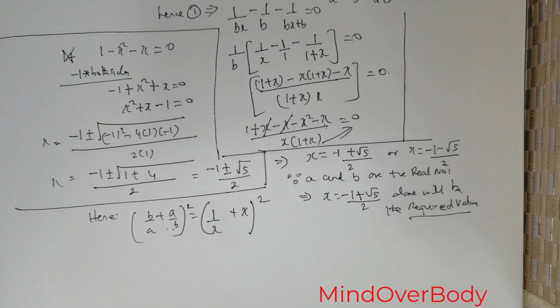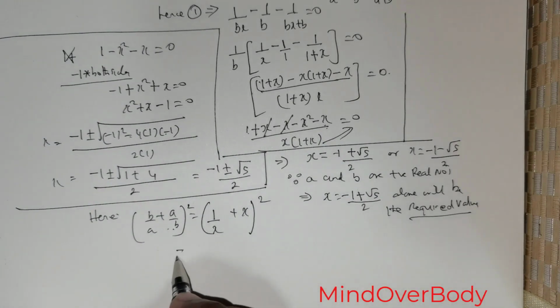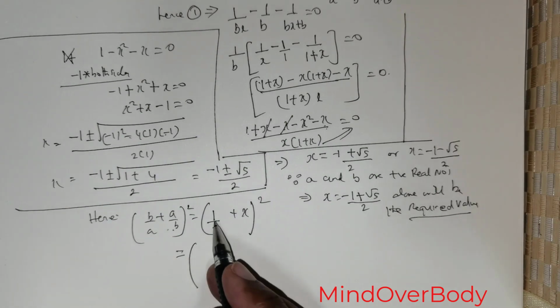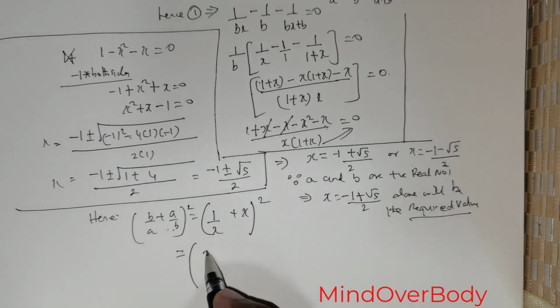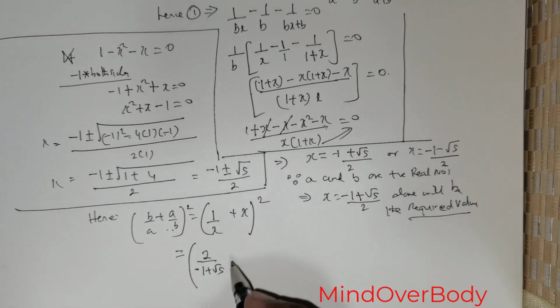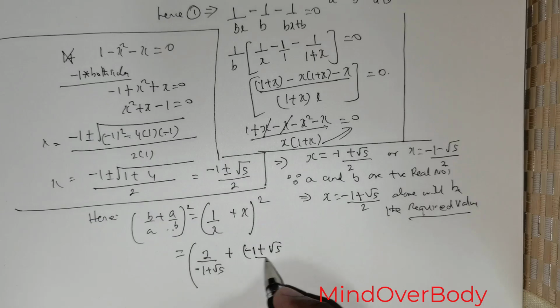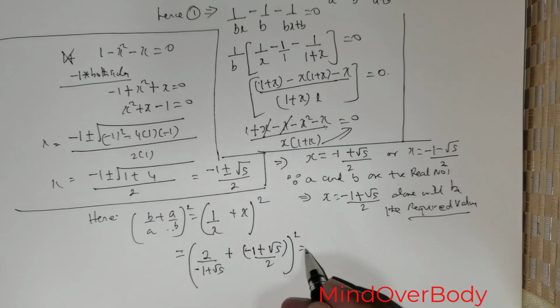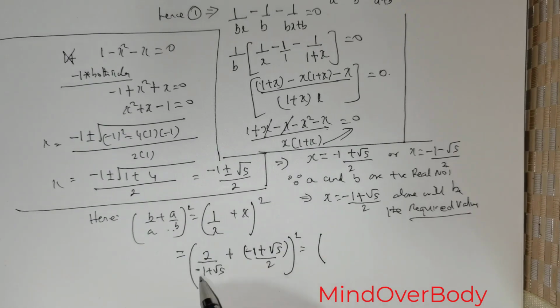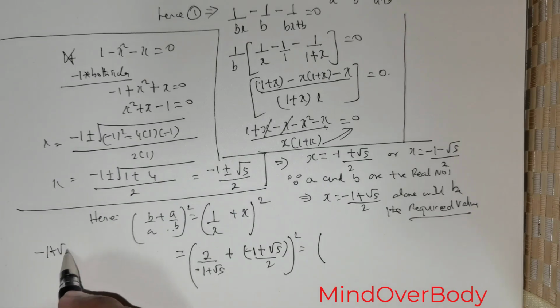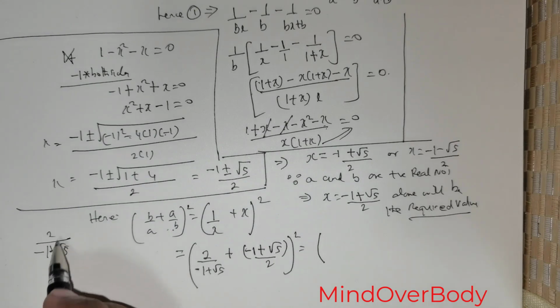So now we will have to substitute the values of x. So let me do that. If I substitute the value for 1 over x, this is going to be 2 divided by -1 positive root 5, and for x over here, this is going to be -1 positive root of 5 over 2 raised to the power of 2. So what I can do is rationalize this. So I get -1 positive root 5, and you got 2 there.